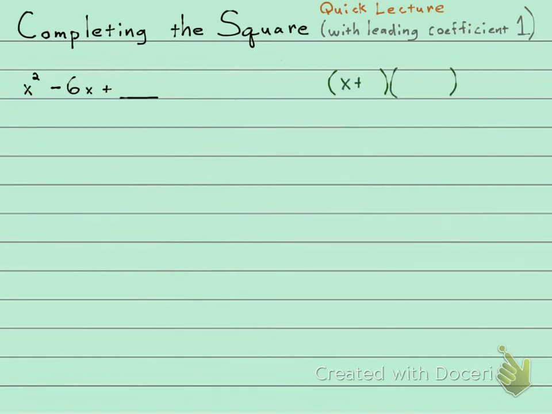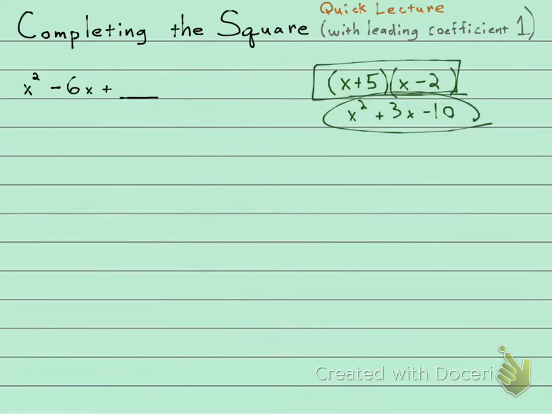Okay, and let me say x plus 5 and x minus 2. Now you would FOIL that. You'd end up getting x squared plus 3x minus 10. Okay, the factors of these are not exactly the same. It's not a perfect square trinomial.